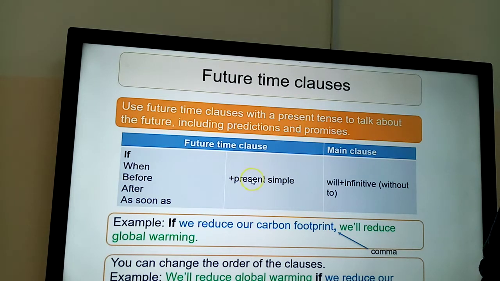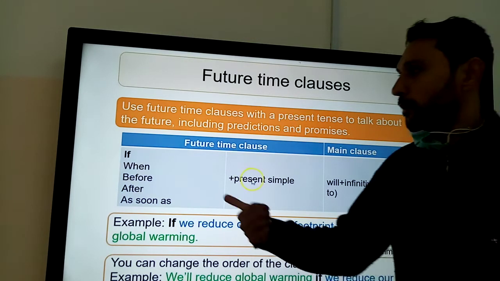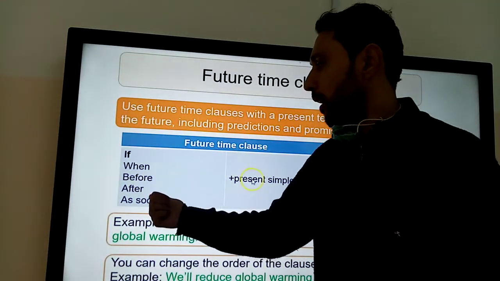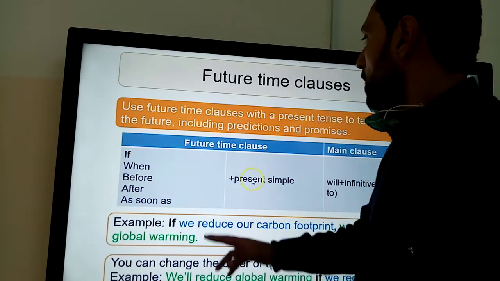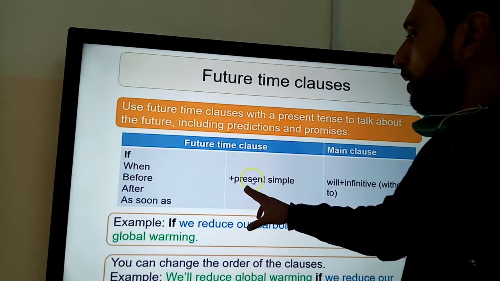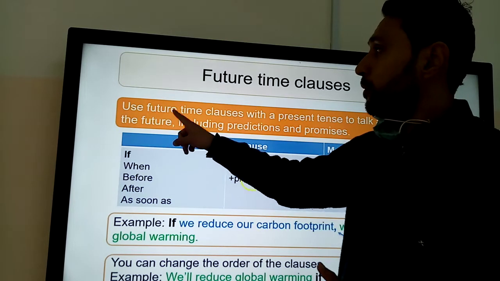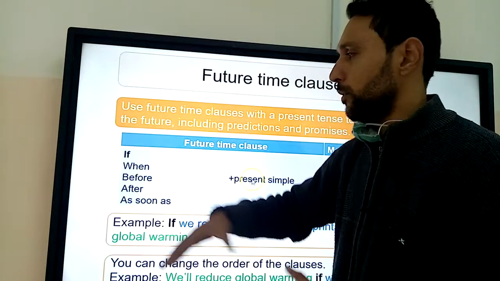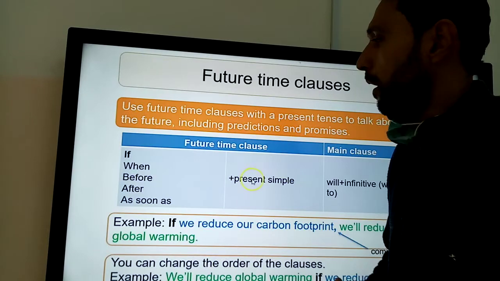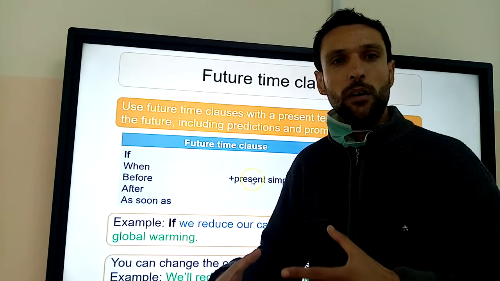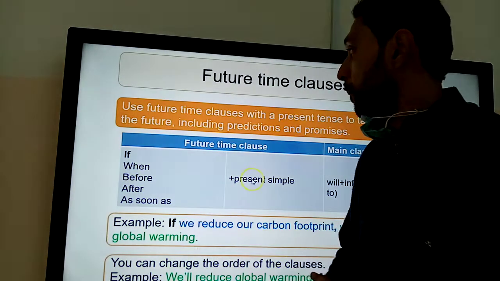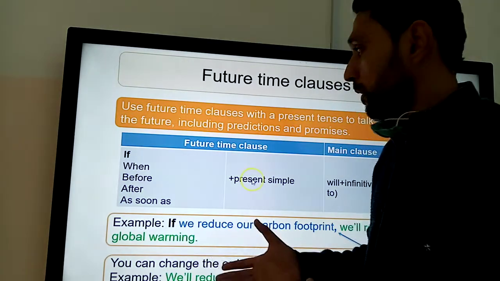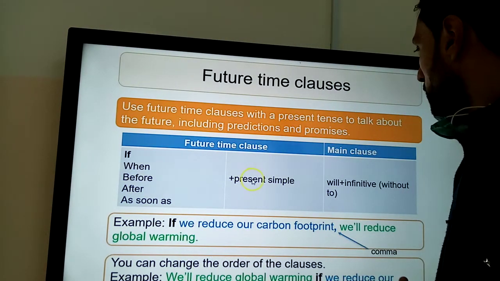With simple present, I use not just the word if, I have other words like when, before, after, as soon as. All of them share the present simple. Use future time clauses with the present tense to talk about the future. So we're dealing with future times. If something happens, another thing will happen. We have words like when, before, after, as soon as, as adverbs of time.